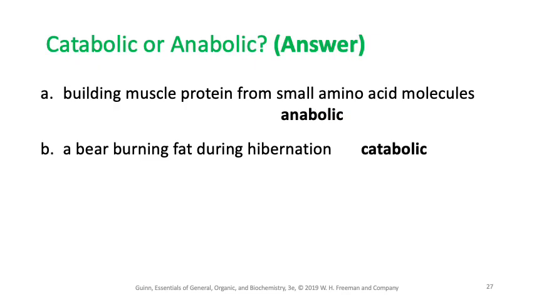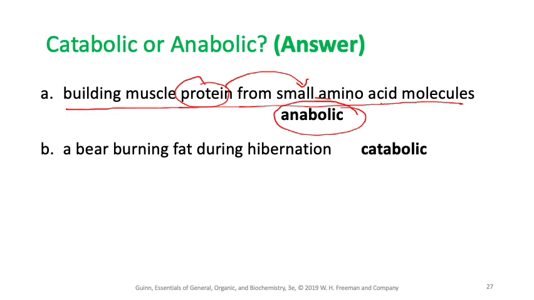Now let's try to do a problem based on the concept that we did for the catabolic and anabolic pathway. Part A says when you build a muscle protein from smaller amino acids, because we know what protein is. Protein is a combination of smaller amino acids. So you are making something. That means this is anabolic pathway.